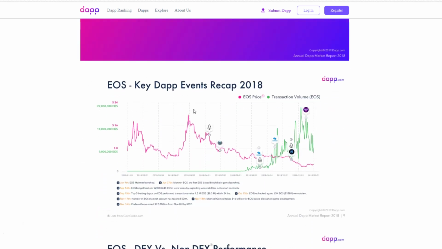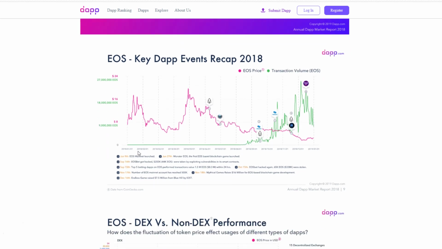So this chart here shows the EOS price and the transaction volume. We can see obviously the EOS price has come down along with everything else in the entire cryptocurrency market during 2018. And then the green line is the transaction volume. Now, what is interesting here is I've marked some significant events during 2018 that occurred with EOS.